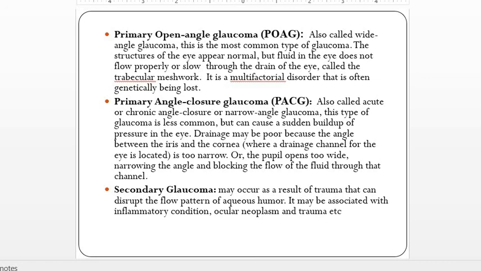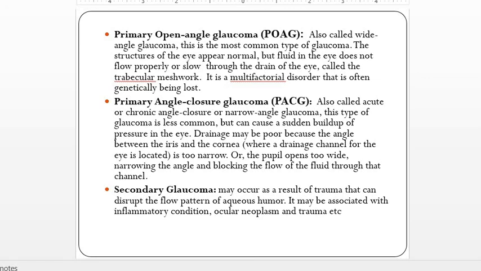The next is secondary glaucoma, which may occur as a result of trauma that can disrupt the flow pattern of the aqueous humor. It may be associated with inflammatory conditions, ocular neoplasm, and trauma. So basically, it is due to trauma, like different kinds of external mechanical factors or various kinds of accidents. They cause secondary glaucoma.